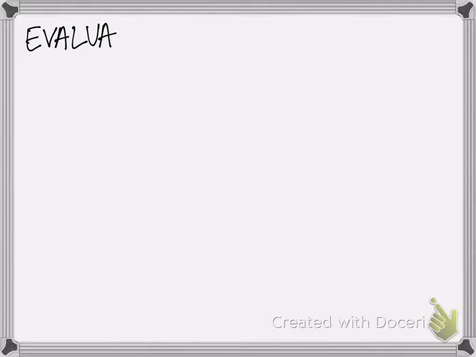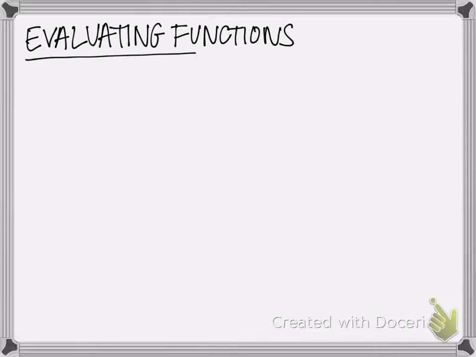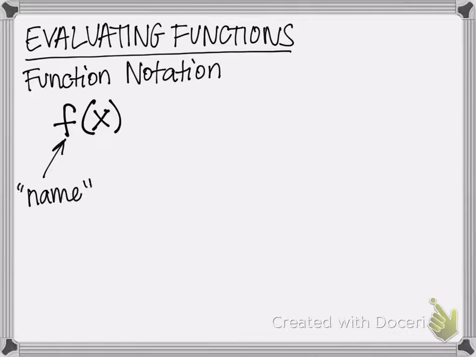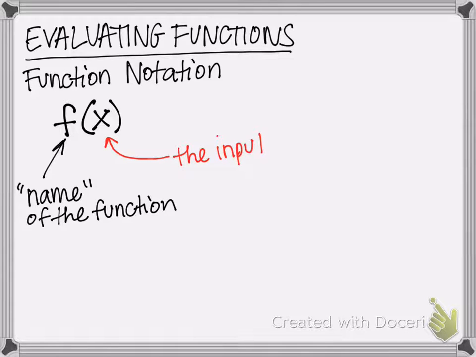Okay, so now we're going to look at evaluating functions. And when we evaluate a function, we're going to use function notation. That function notation is f of x. And f of x is just the name of the function. We might as well name it Francine or Frank. But f of x is just the name.